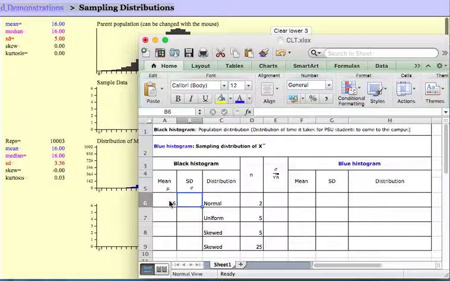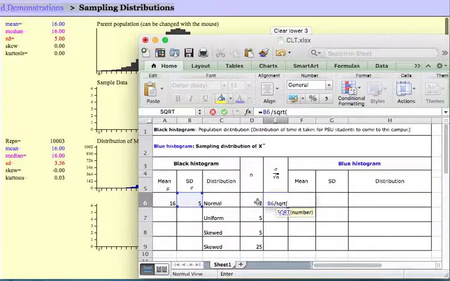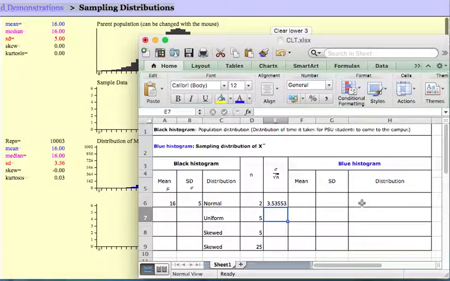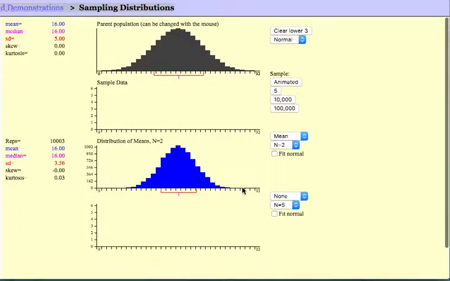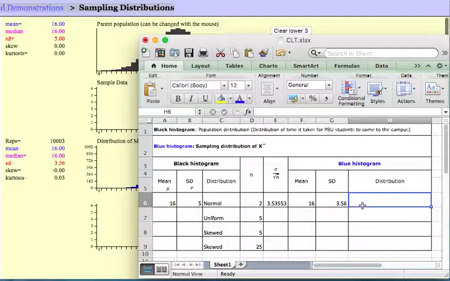The mean is 16 and the standard deviation of the parent population is 5. It's a normal distribution and we took random samples of size 2. And if I calculate sigma over square root n, it's equal to 3.53. And the mean of the blue histogram is 16 with standard deviation 3.56. And if you look at the shape, we can see it looks normal. So I'm going to write down: looks normal.